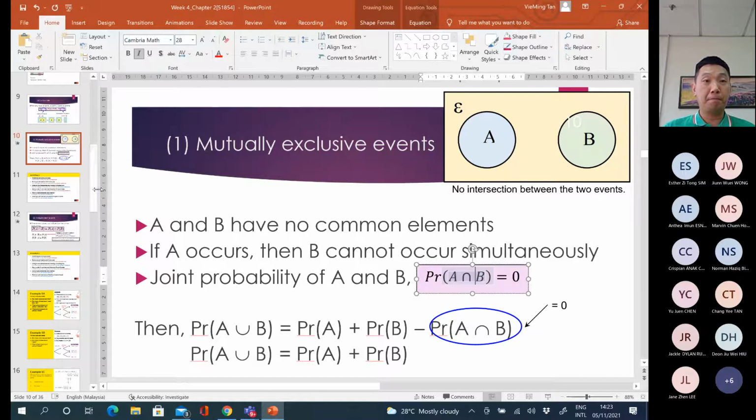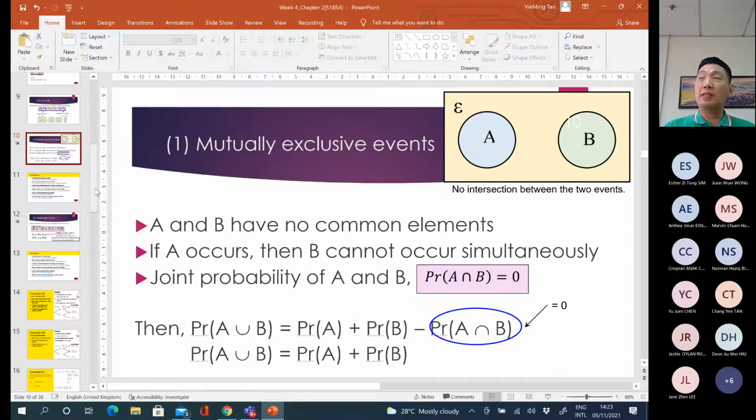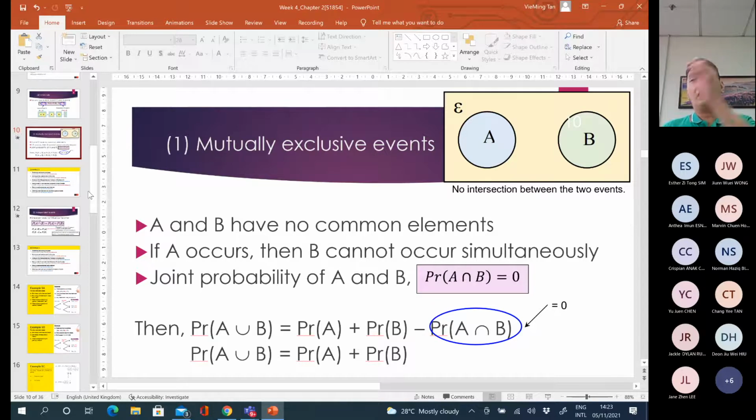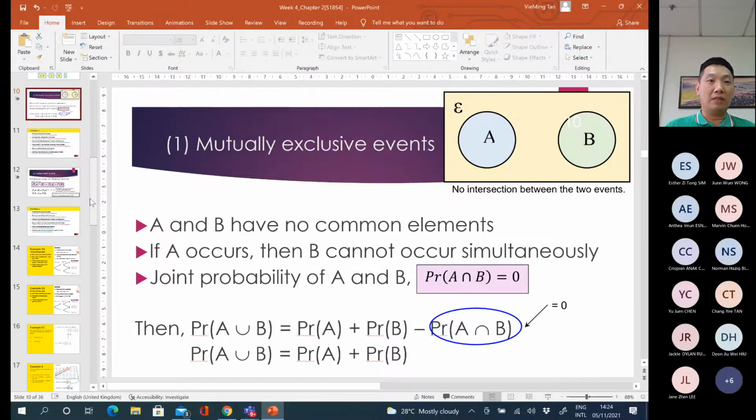Independent events. Independent events means the occurrence of event A is not going to affect the probability of another event happening, and vice versa. If A and B are independent events, that means event A is not going to affect the chance of event B happening. Similarly, event B also will not affect the chance of event A occurring. Then this is called independent events.